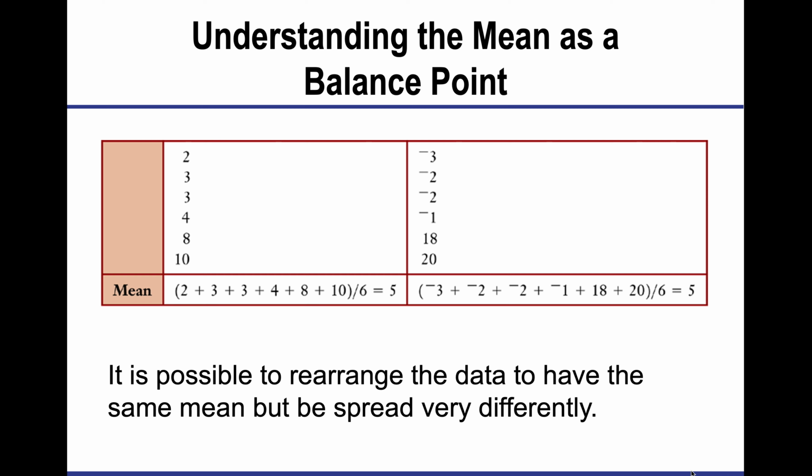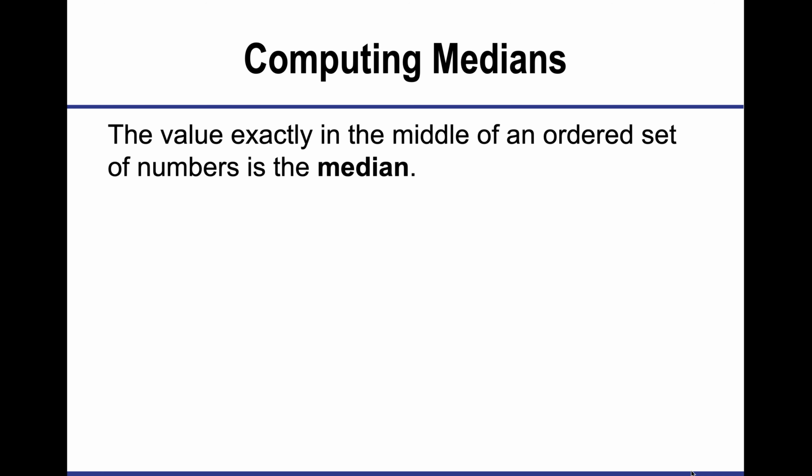It's possible to then rearrange the data to have the same mean, but be spread very differently. So if I could start looking at choosing different values, that's going to adjust the mean and look at just what the mean actually is. So if I start changing the values of the data set, I can change the value of the mean. I can also look at displaying the data slightly differently, and outliers can affect the mean as well.